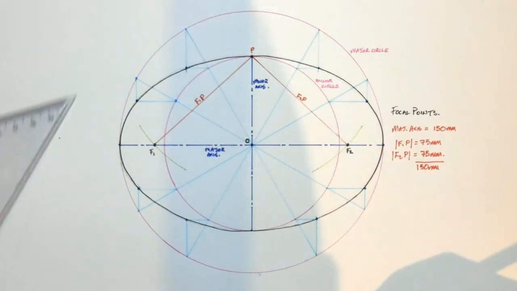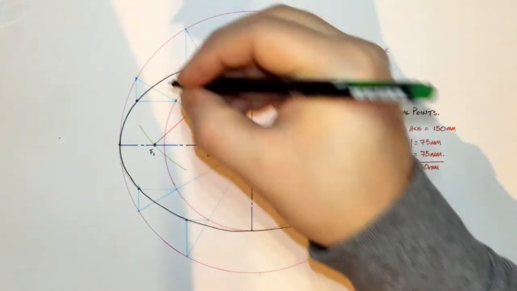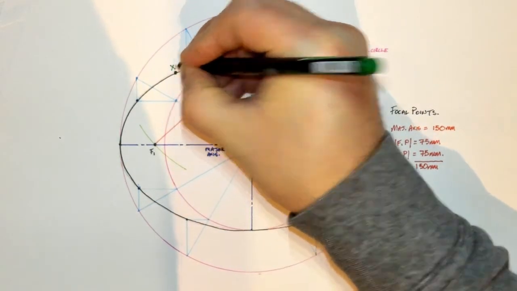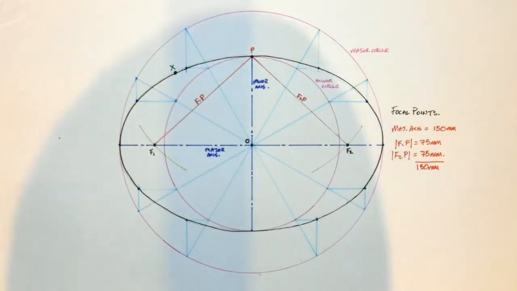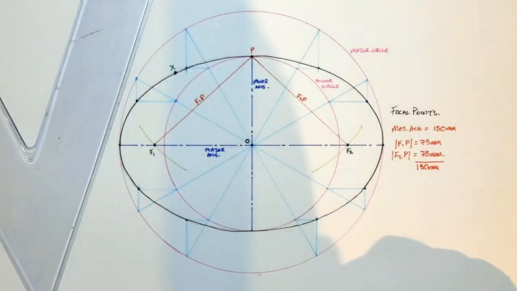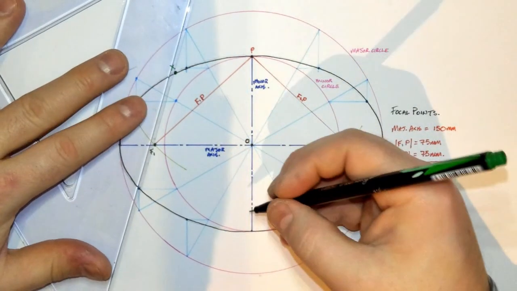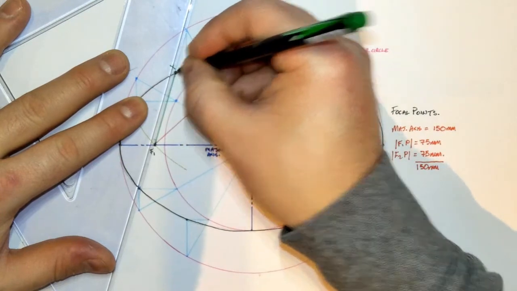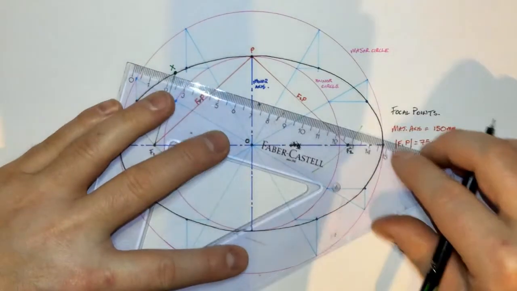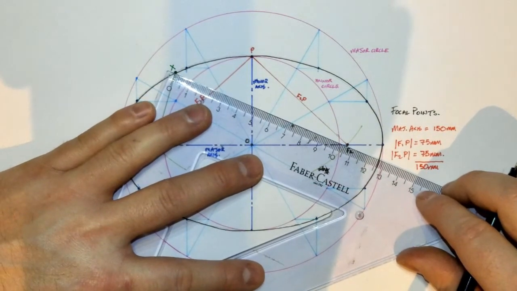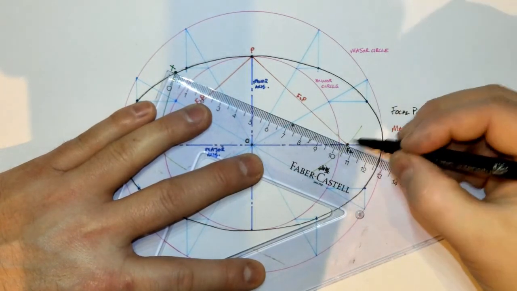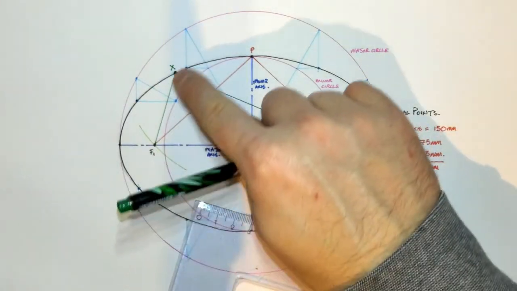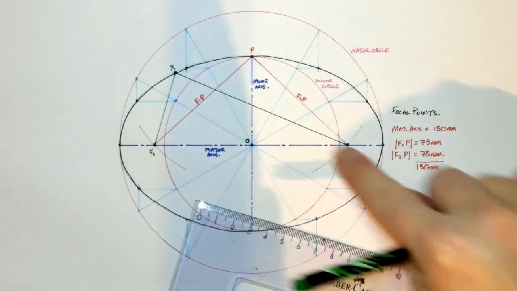Let's say there's a random point there on the curve. Let's say we call this point X here. What I'm going to do is join a line from F1 to X, and F2 to X. Now don't be confused by all of these lines, just focus on the 3 points there. So we've got F1 to X, F2 to X, almost like a triangle there.